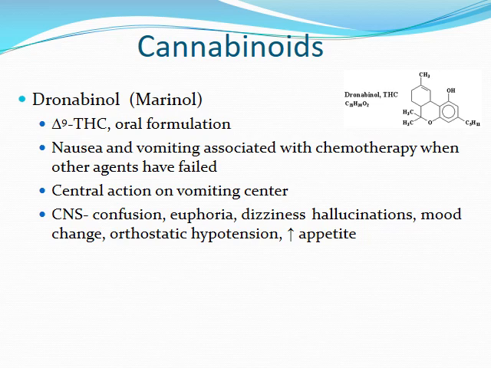So you see this most often used for nausea and vomiting associated with chemotherapy, especially if they've failed a lot of other agents. It's going to be working centrally on the vomiting center by activating the CB1 receptors. And the main side effects you're going to be seeing here are all things that you would expect to see with THC exposure: confusion, euphoria, dizziness and hallucinations, and some mood changes.